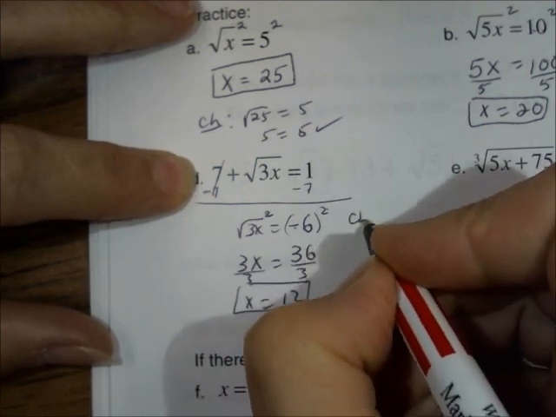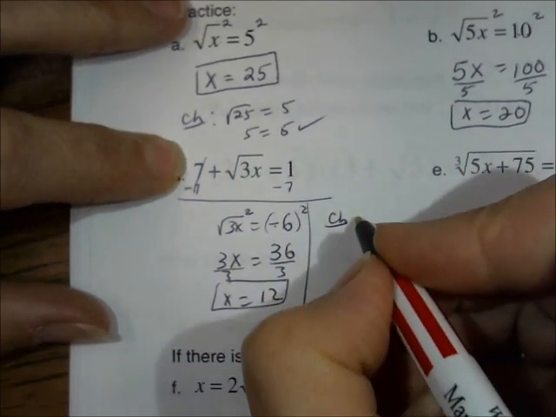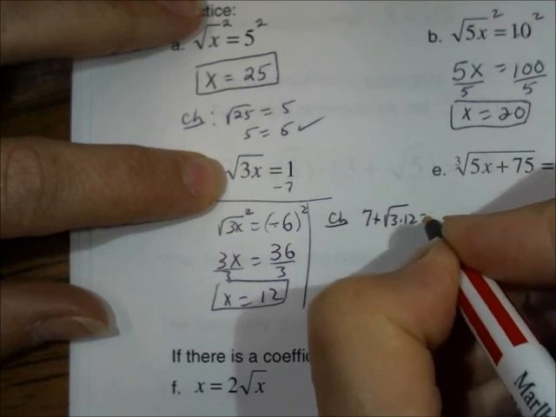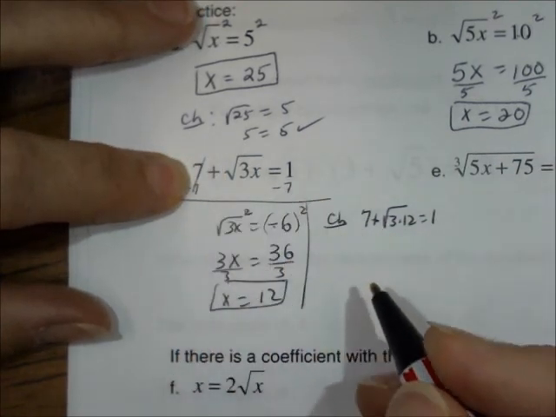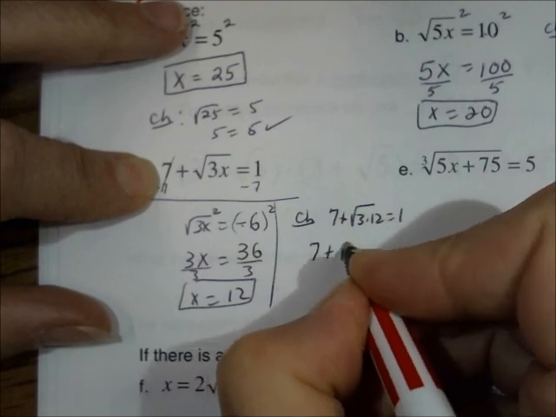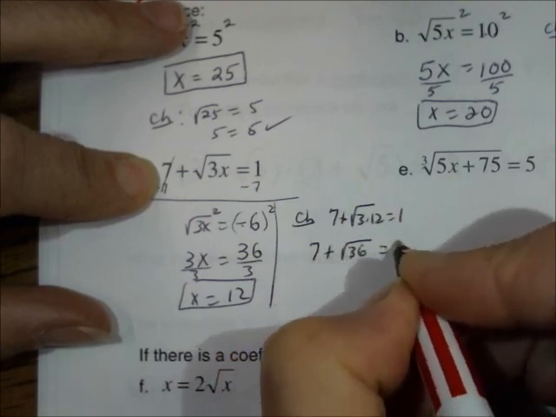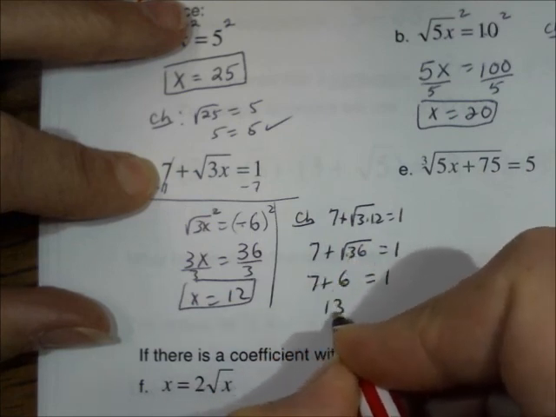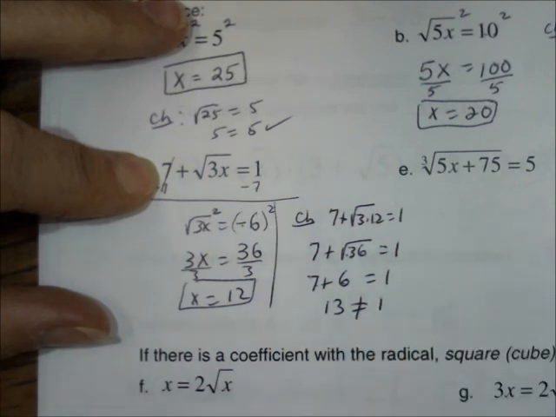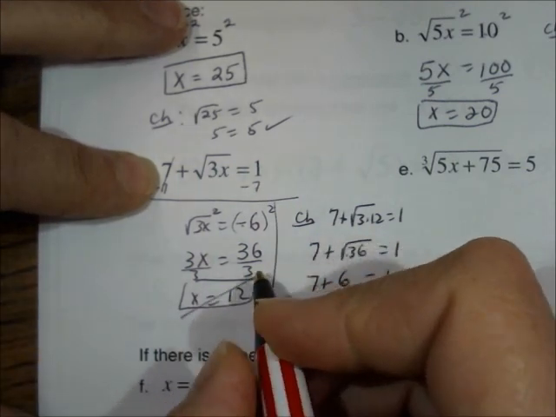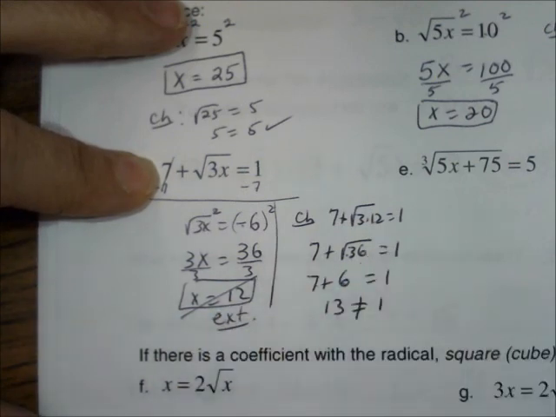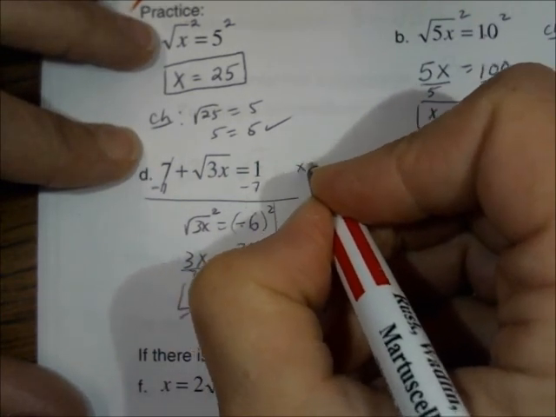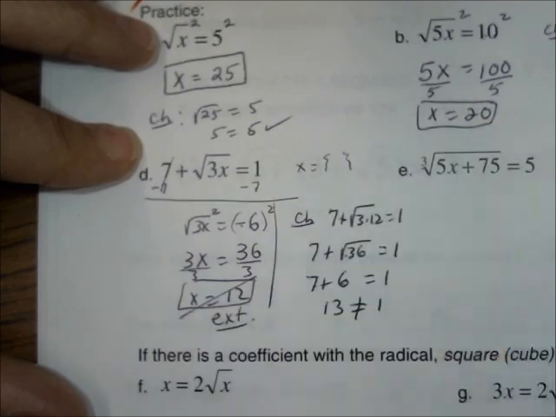So now we're going to check this. And the check says, does 7 plus the square root of 3 times 12 equal 1? Remember, you check in the original one. So does 7 plus the square root of 3 times 12 is 36? Does that equal 1? The square root of 36 is 6. 7 plus 6 is 13. 13 does not equal 1, so x equals 12. Lightly cross that out and write ext. It's an extraneous solution. There is no solution for this problem. You can put x equals no solution. That means an empty set.